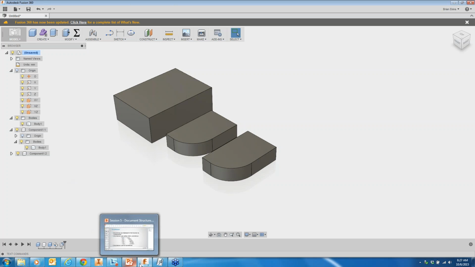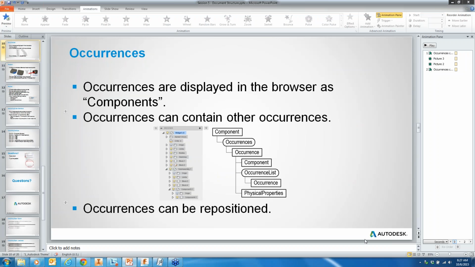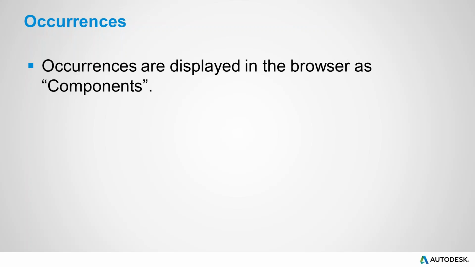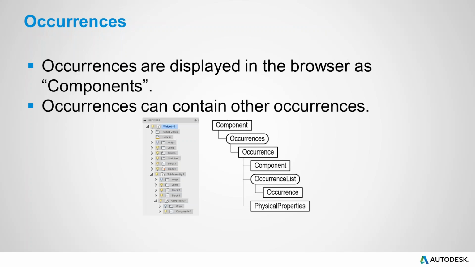All right. So let's go back to the slides here for a minute. And so another thing with this is that occurrences can contain other occurrences. Right? So this is for subassemblies. So we have a component. So let's say this is the root component, and then I can get occurrences from it. So that assembly that we just built, if I go to that component and get its occurrences, there were two occurrences.